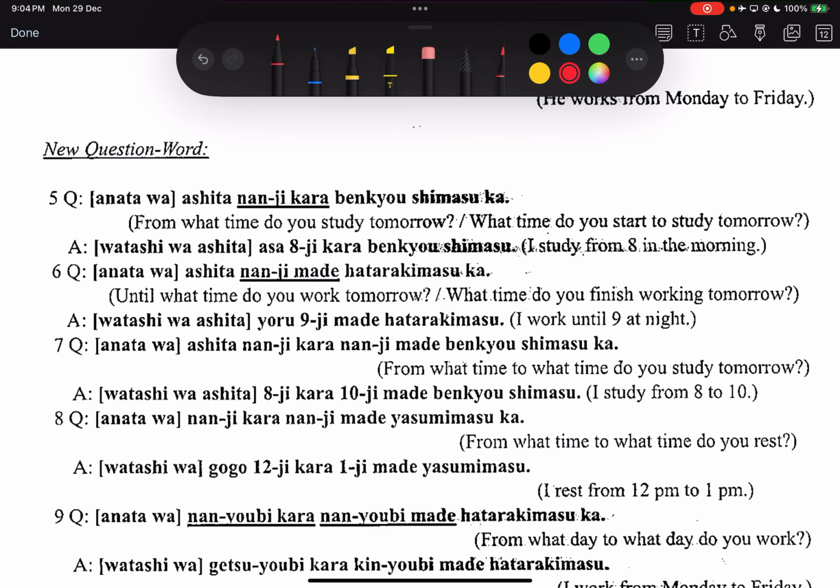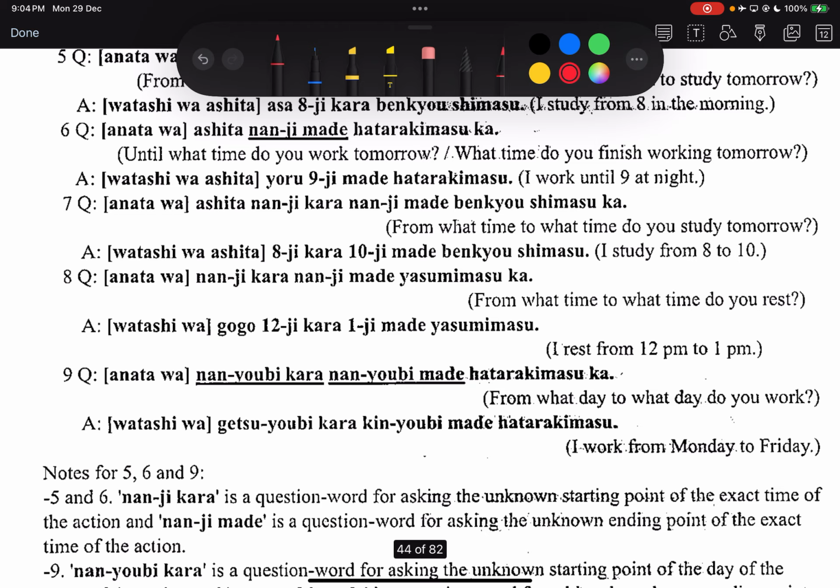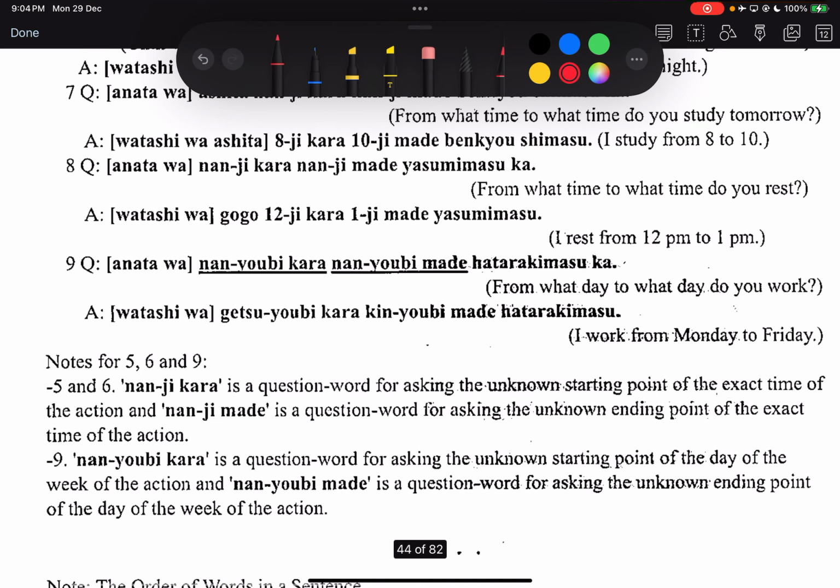Let's look at number 8. 何時から何時まで, from what time until what time, 休みますか? 休みます means to rest. So from what time to what time do you rest? Then 8A says, 午後12時から1時まで休みます. So from 12 PM until 1 PM, I rest. Okay, number 9. 何曜日から何曜日まで働きますか? So from what day until what day do you work?